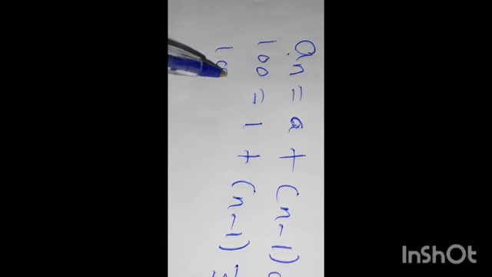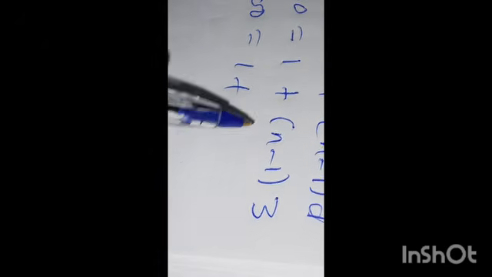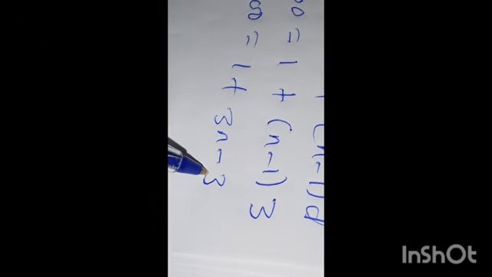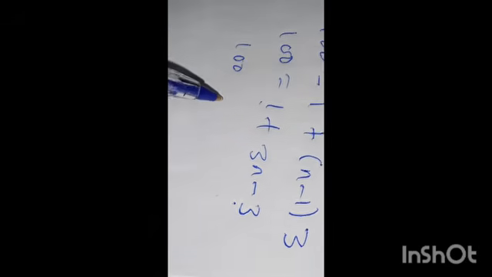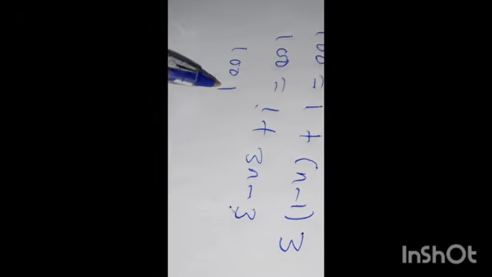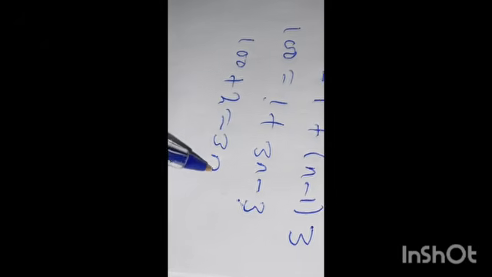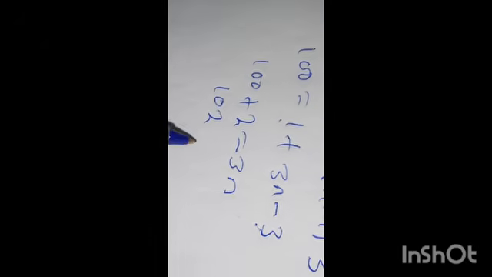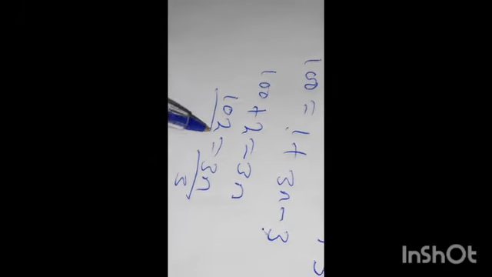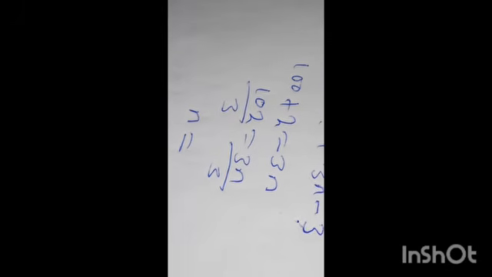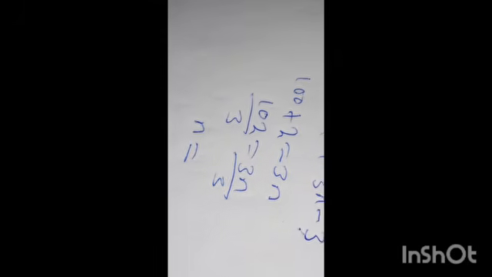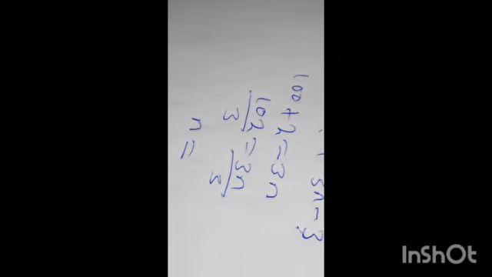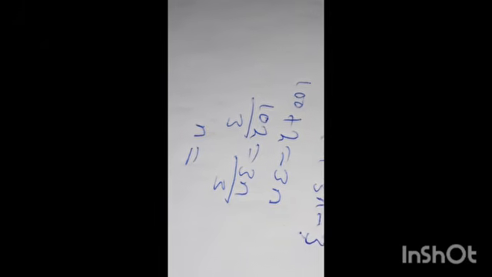So this will be 100 = 1 + 3n - 3. Then 1 minus 3 gives us negative 2, so plus 2 gives 102 = 3n. If you divide by 3 on both sides, our n will be equal to 102 divided by 3, which gives 34. So our n is 34.